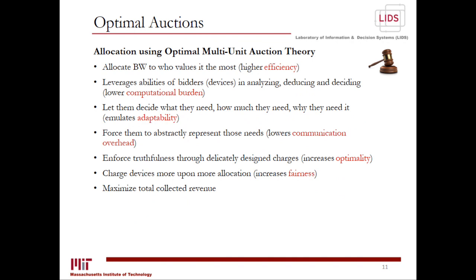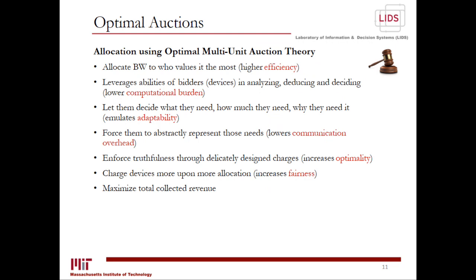So the idea that we have here is to use optimal multi-unit auction theory in order to satisfy a number of axioms. And these axioms are going to be embedded into the mechanism. We want to allocate the bandwidths to the devices who value the bandwidth the most.